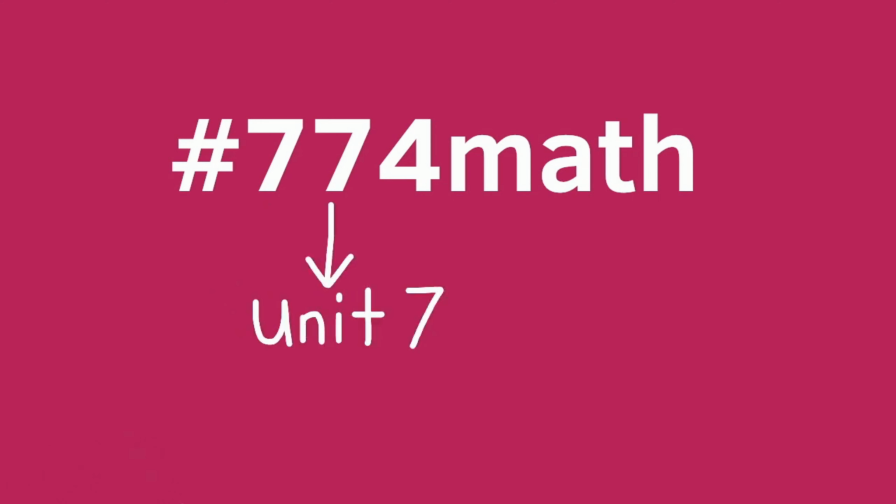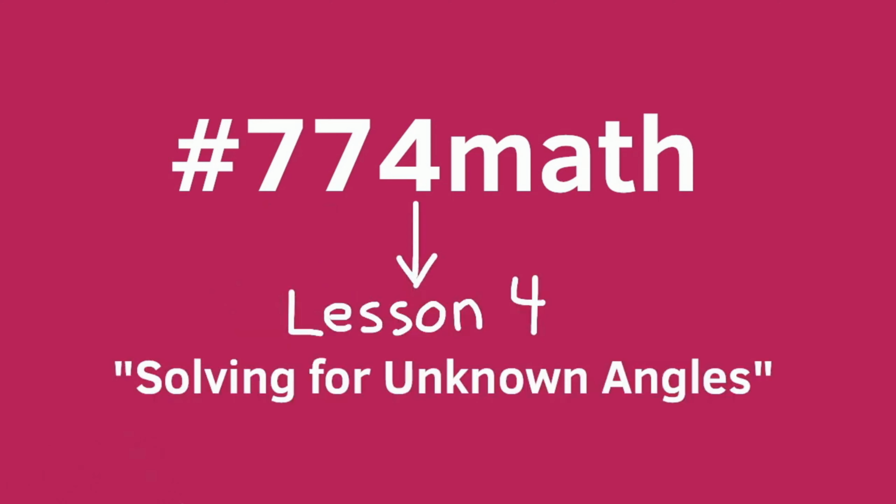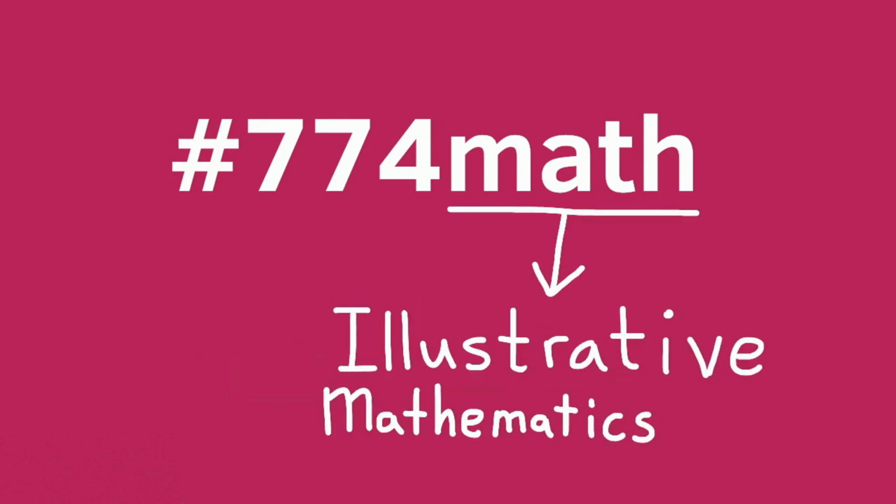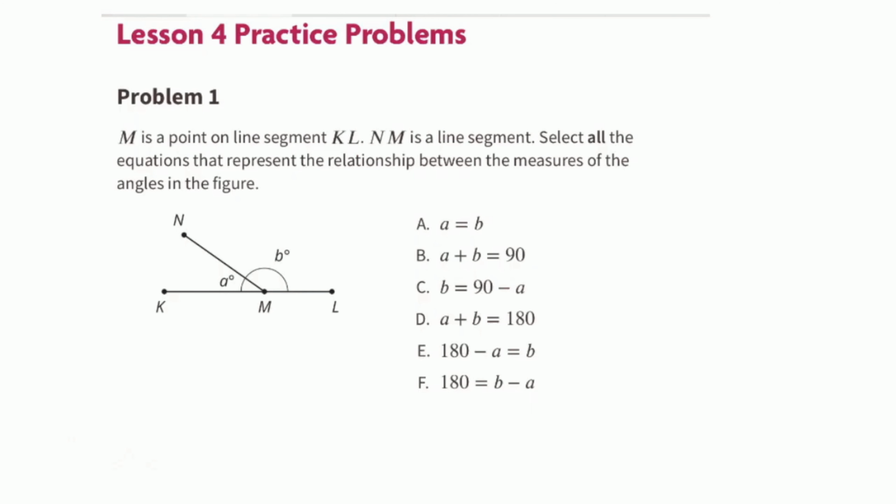Seventh grade, Unit 7, Lesson 4, Solving for Unknown Angles, Illustrative Mathematics. Problem number 1. M is a point on line segment KL. NM is a line segment. Select all the equations that represent the relationship between the measures of the angles in the figure.